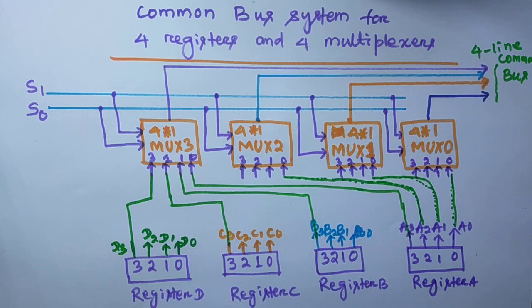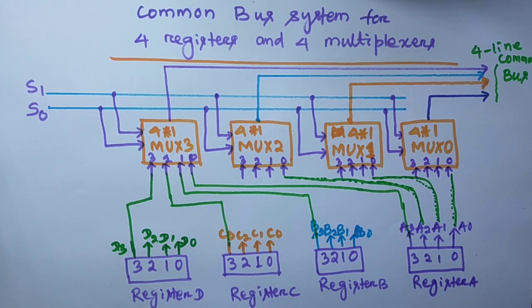Bus is nothing but a kind of path, an information path. Or we can say it is a set of common lines where different components share or transfer their information through that common bus. Whenever there are common lines, the data is shared through registers or multiplexers.